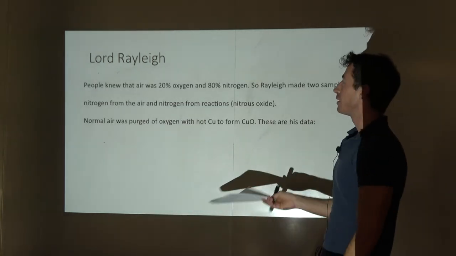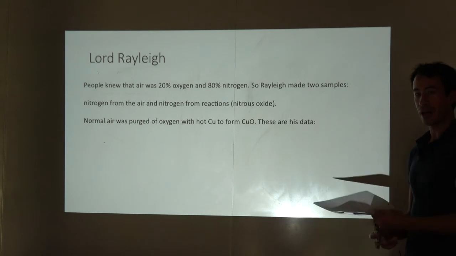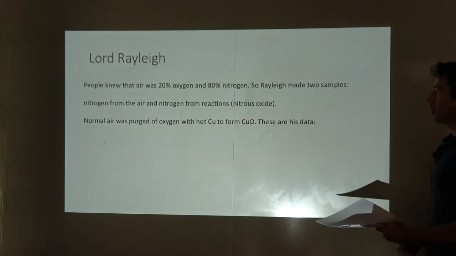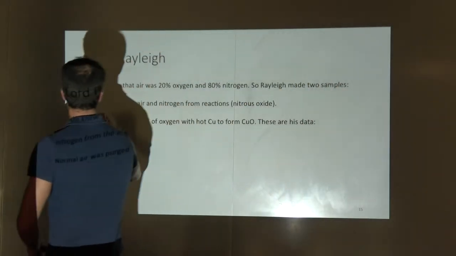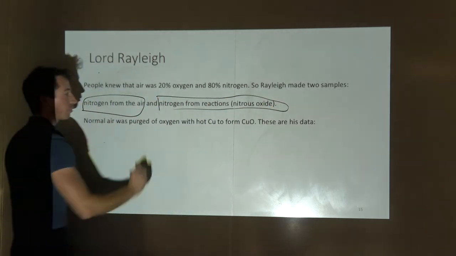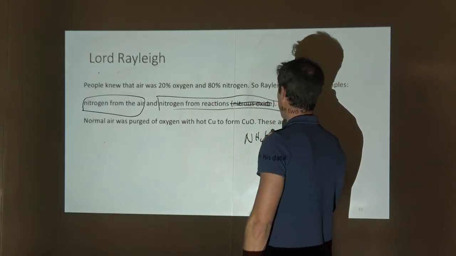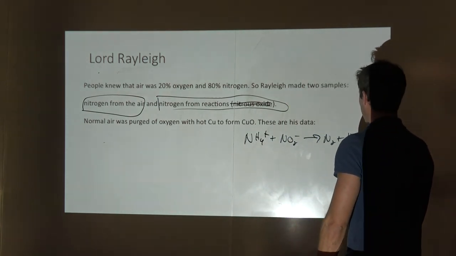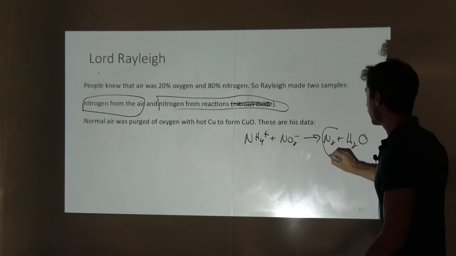This is from when people sat around and got to do really interesting experiments that no one had ever done before. People knew at that time that air was 20% oxygen and 80% nitrogen. Rayleigh, for whatever reason, wanted to do some experiments. He made two different samples: nitrogen from the air and nitrogen from reactions. Oops, I said nitrous oxide here. I think what he actually did was ammonium plus nitrite, which gives you nitrogen plus water. So he could make synthetically pure nitrogen gas.